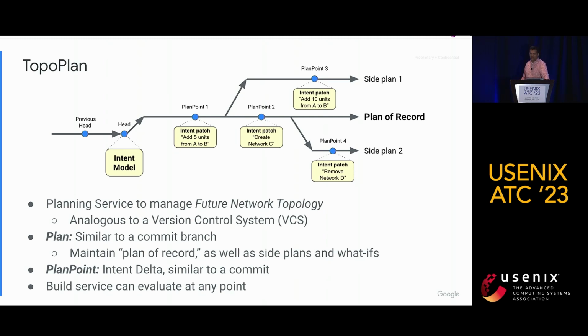It's essentially an intent delta over the unified intent model. A project like a fabric migration may contain an arbitrary number of plan points, which represent the set of mutations for all intermediate network states for that project. The build service can evaluate and generate detailed models at any point at any branch.